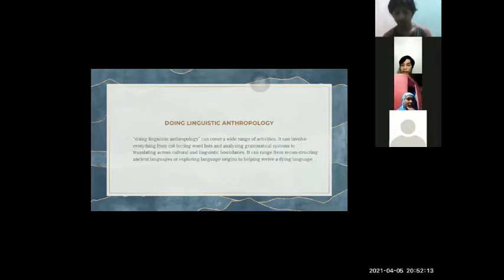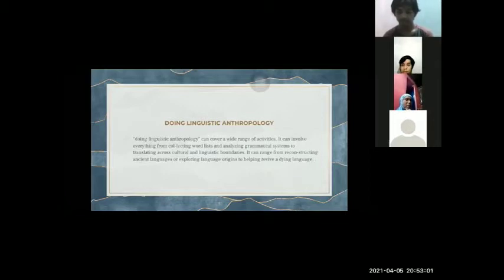I will explain the first slide. The first slide is doing linguistic anthropology. What is doing linguistic anthropology? Doing linguistic anthropology can cover a wide range of activities. It can involve everything from collecting word lists and analyzing grammatical systems to translating across cultural and linguistic boundaries. It can range from reconstructing ancient languages or exploring language origins to helping revive dying languages.